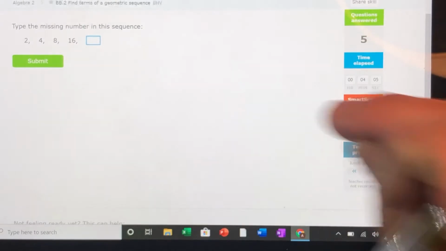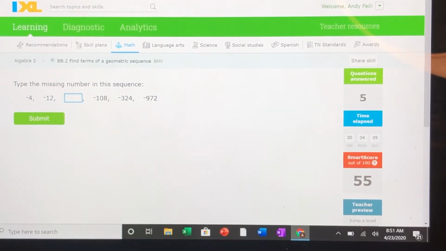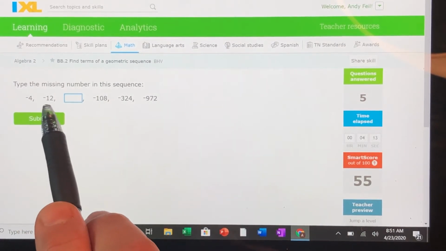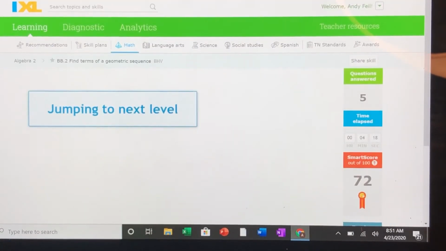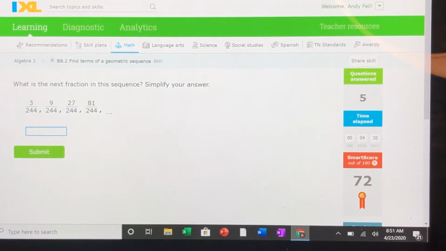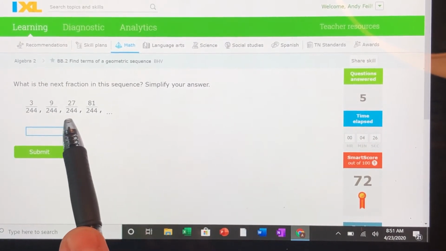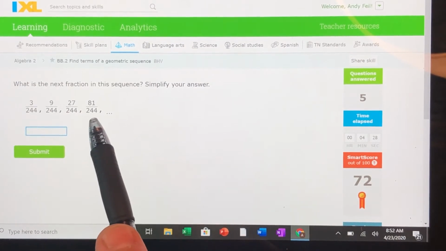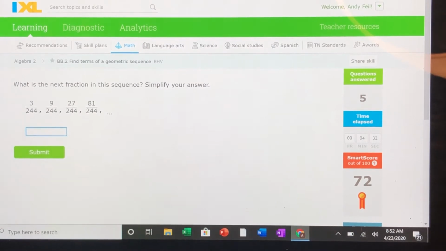Okay, let's skip another level. This one, obviously, they're just multiplying by 3 again. I think that's pretty basic. Let's see, are they going to give us some more difficult ones? Well, here's some fractions. That looks more difficult. What's the next fraction? Well, let's take one of these numbers and divide by the one that came just before it. So let's type in 81 over 244 divided by 27 divided by 244.